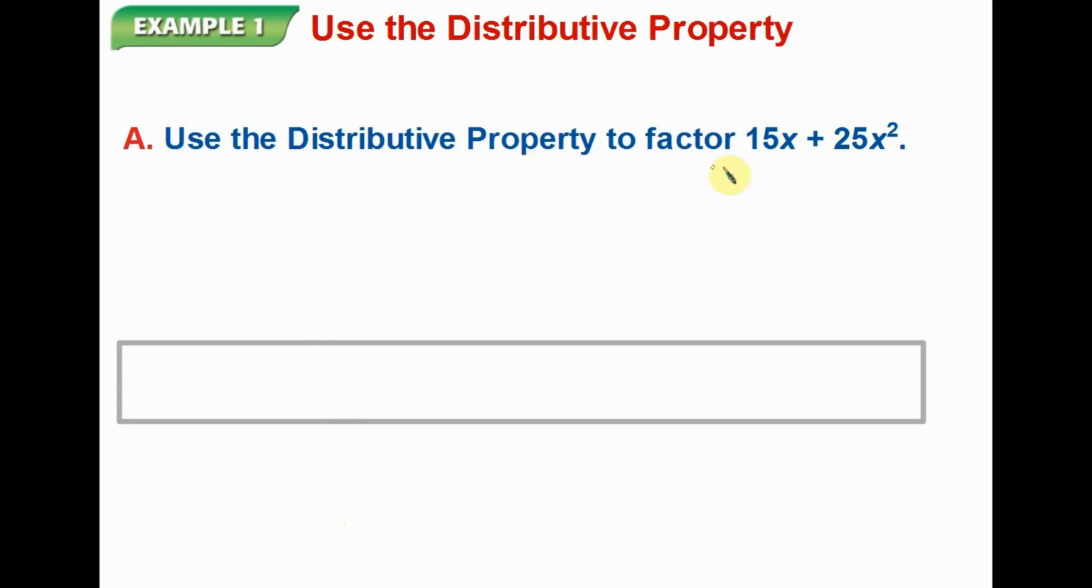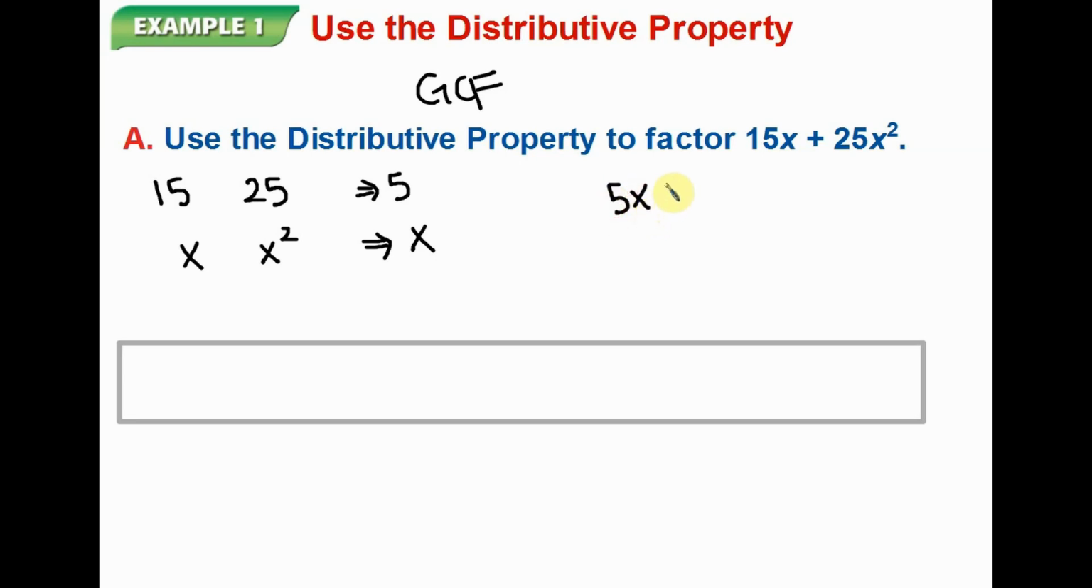First example, use the distributive property to factor 15x plus 25x squared. Let's do it step by step. The first step is 15 and 25. I need to find the greatest common factor of 15 and 25. In this case, their GCF is 5. I also need to compare x with x squared. When you have 1 x compared with 2 x's, the biggest I can pull out is just 1 x. So I'm going to take out 5x from each term.